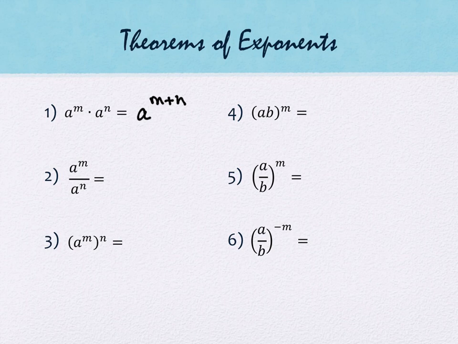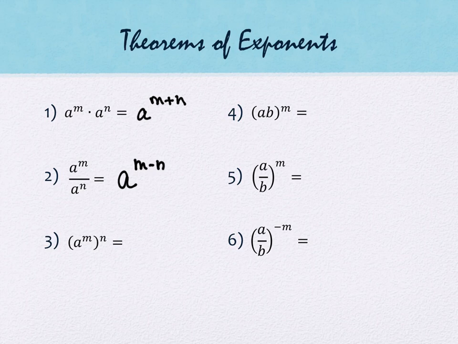The second one, when you divide a to the m divided by a to the n, this is a to the m minus n. So if multiplication turns into addition, division turns into subtraction, seems only fair. Okay? All right. Now, 3 is different than 1. What do you notice is different between 3 and 1? I don't have the base written twice, right? I don't have 2 a's written down.